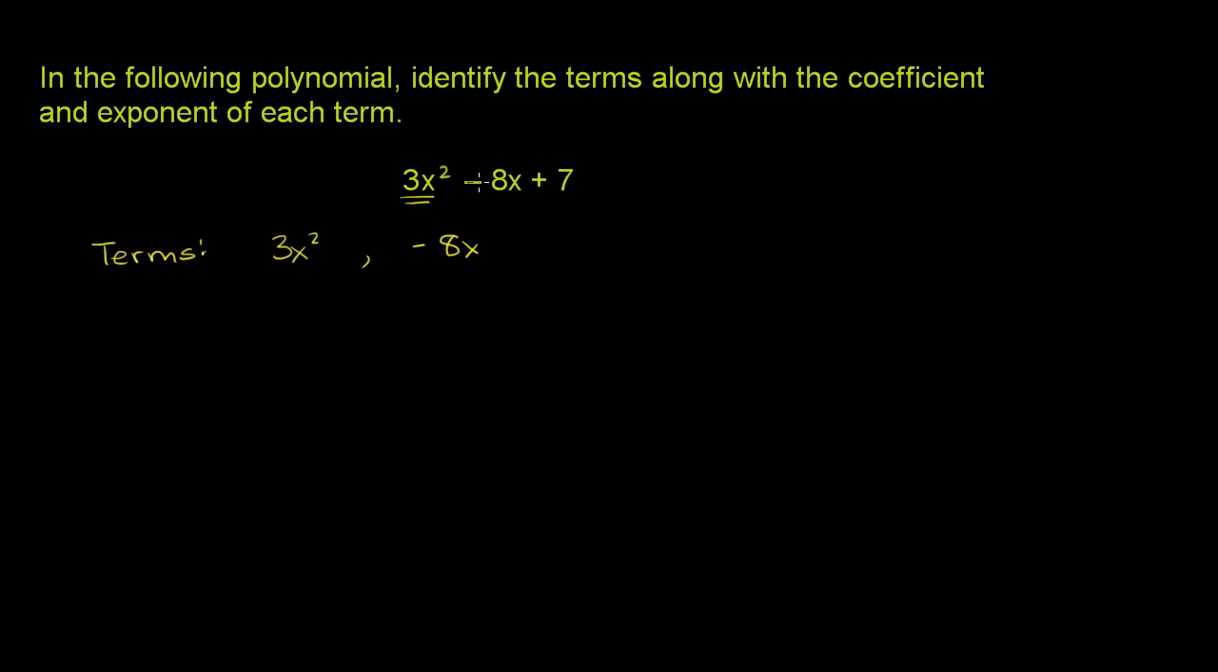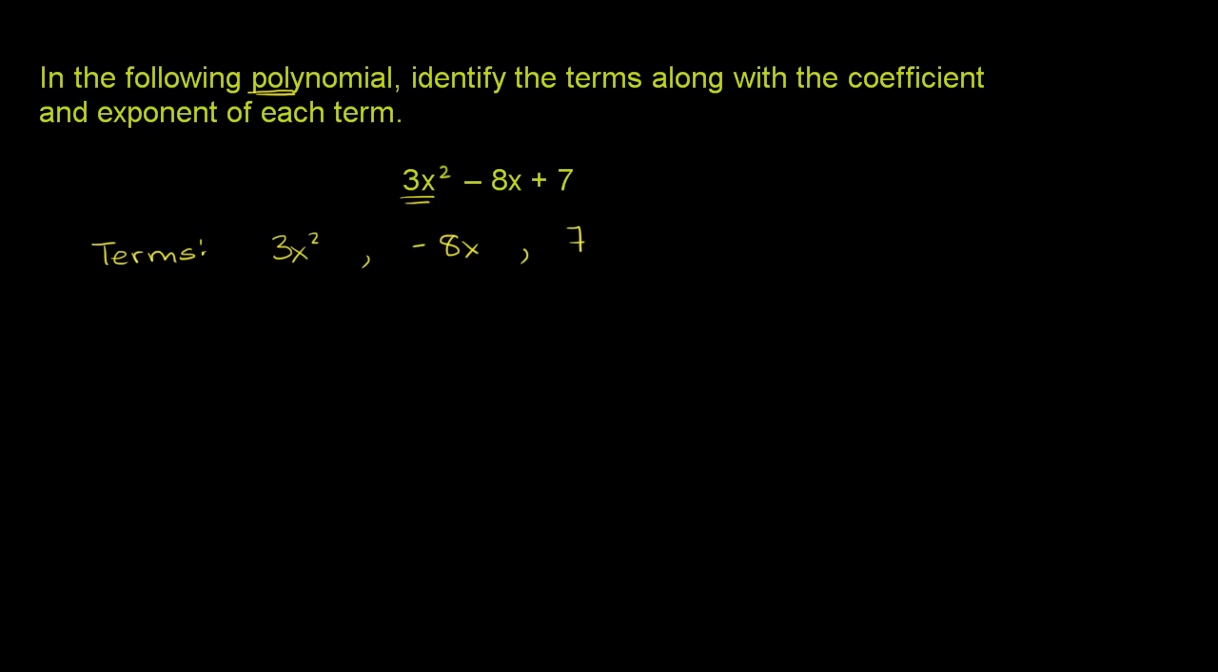You might say, hey, wait, isn't it minus 8x? And you could just view that as it's being added to negative 8x. So negative 8x is the second term. And then the third term here is 7. It's called a polynomial. Poly, it has many terms. Or you could view each term as a monomial, as a polynomial with only one term in it. So those are the terms.